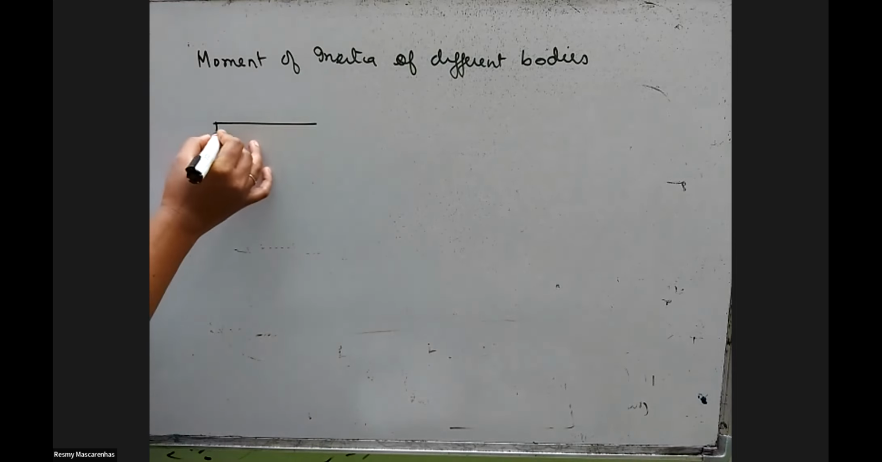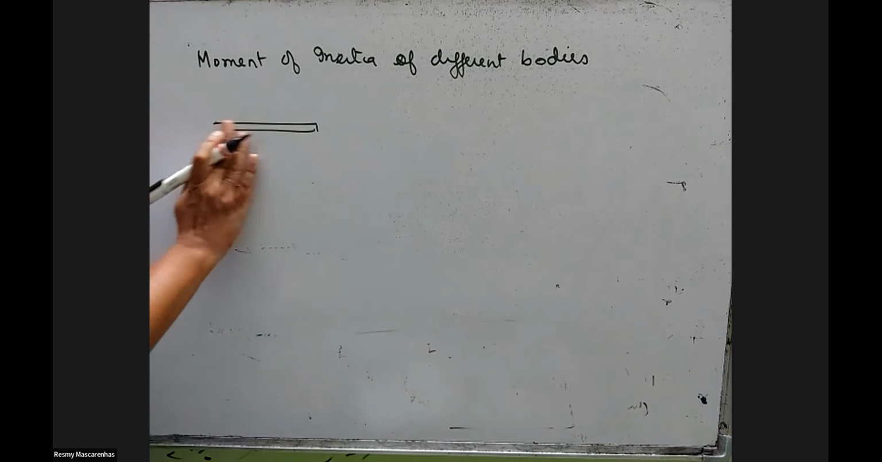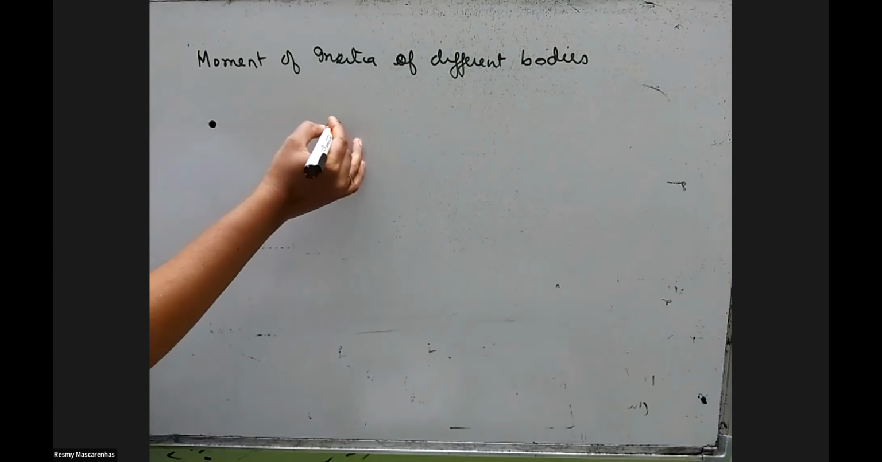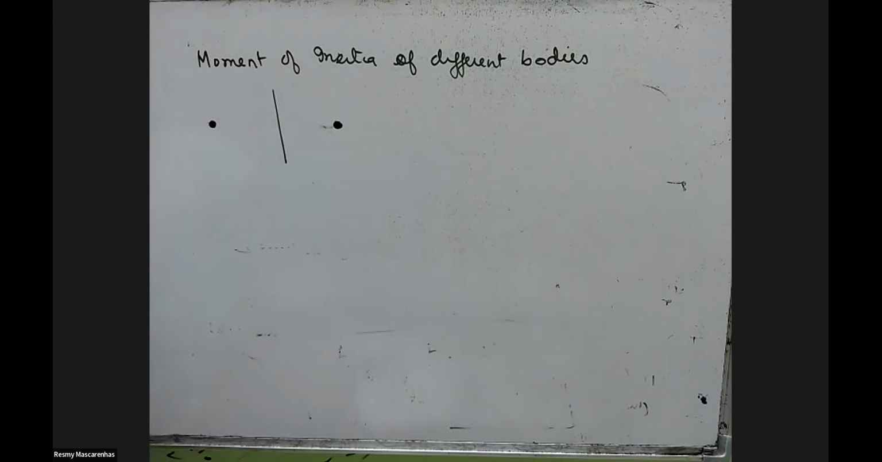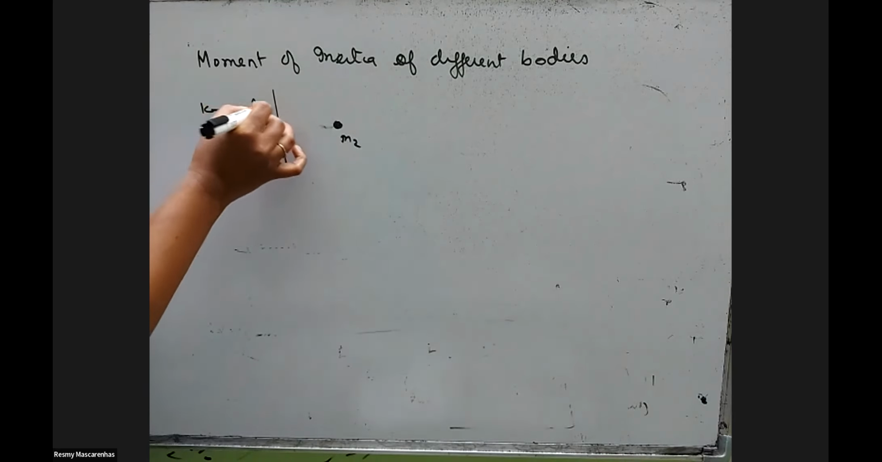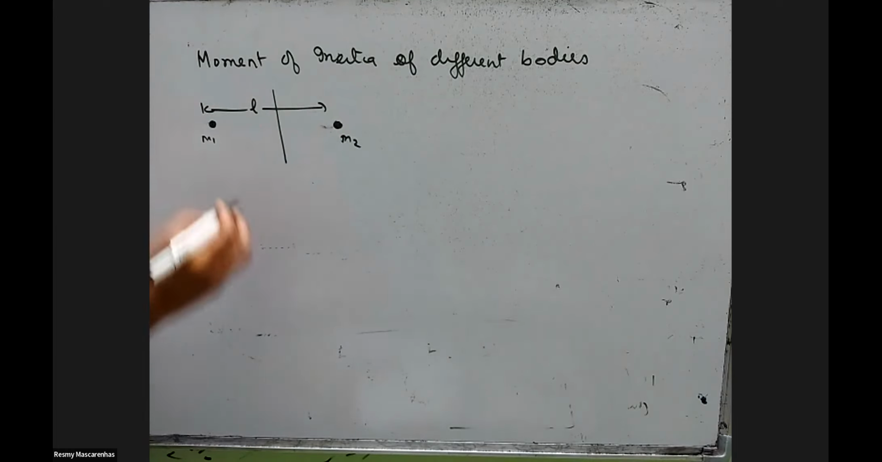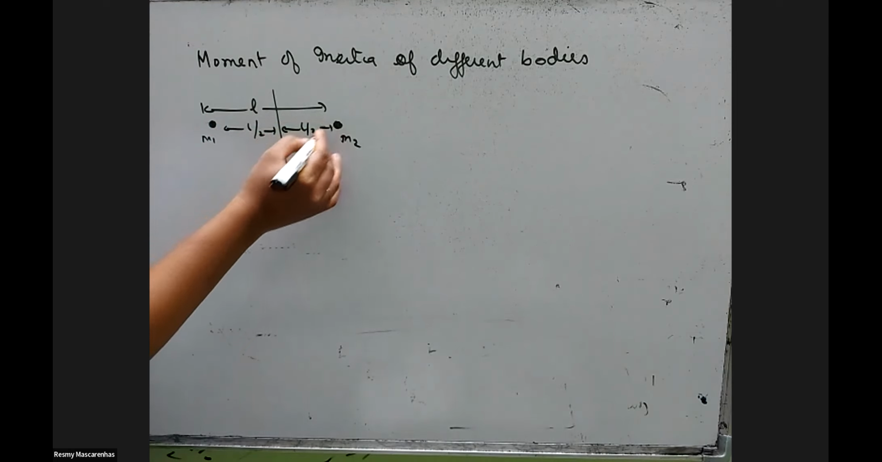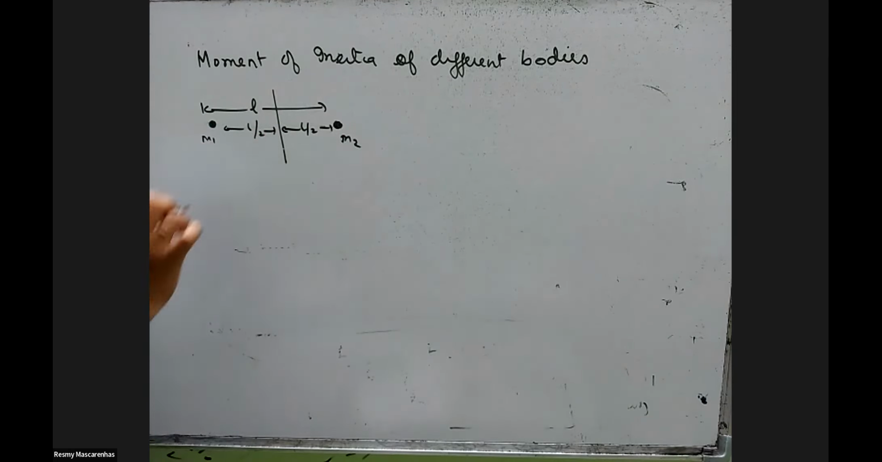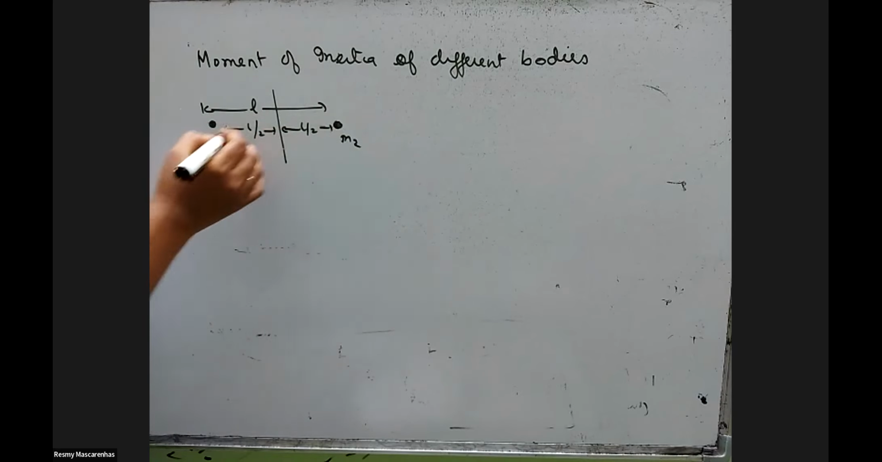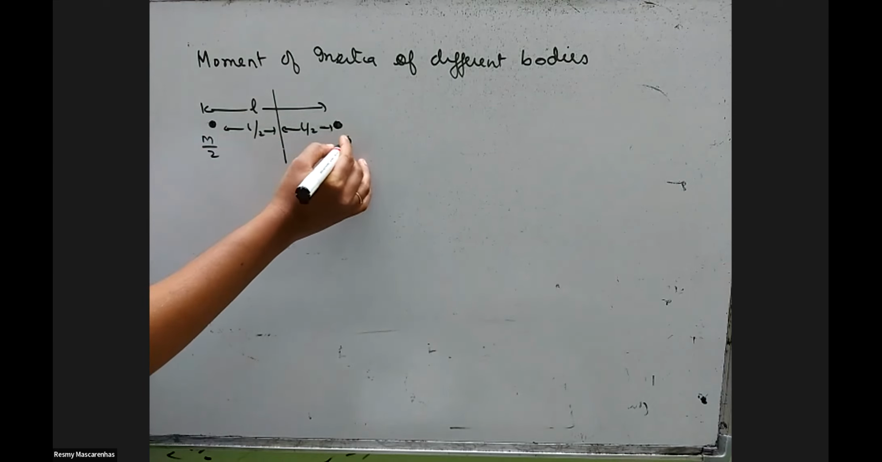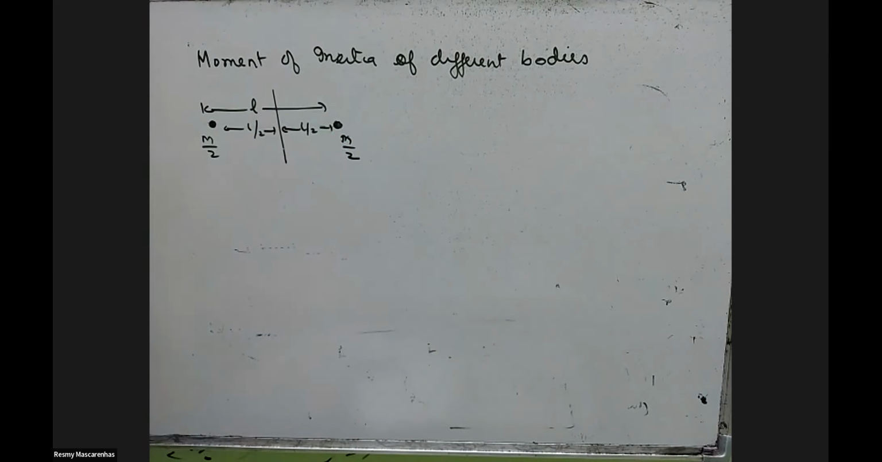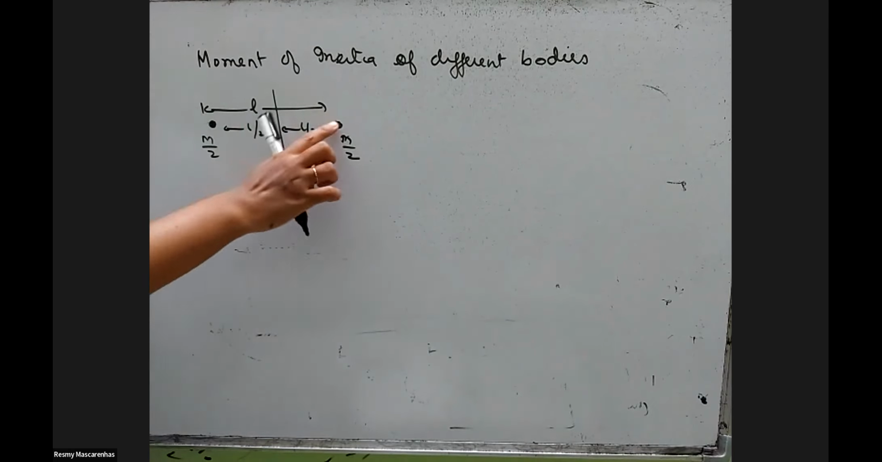Suppose this is a rod, I'll just give an example. It means mass is at this point and mass is at this point, and you want to calculate the moment of inertia due to these two masses. This is the length, L, so this will be L by 2, and from here it would be L by 2. The center of mass would be here. If the total mass is M, then you consider half the mass, M by 2, here and M by 2 here.